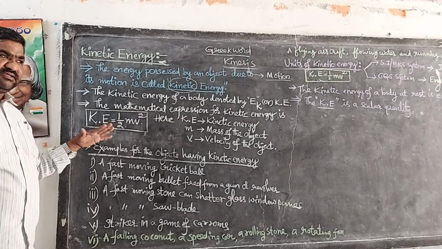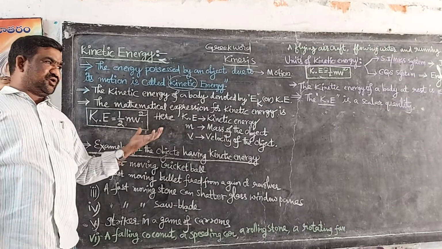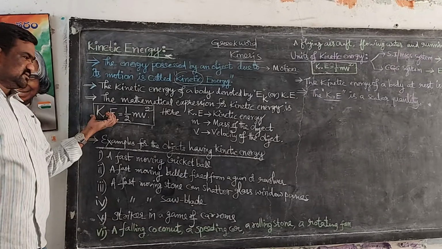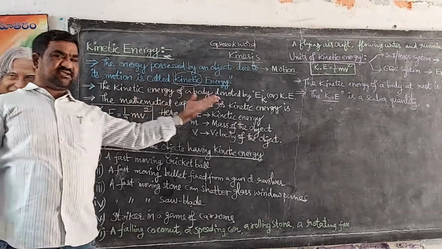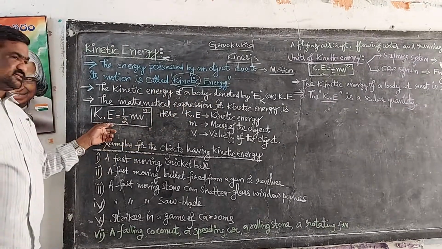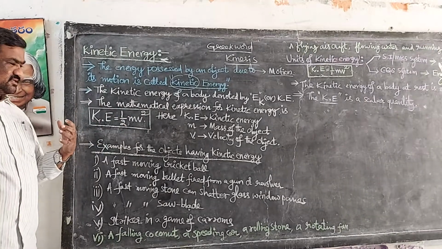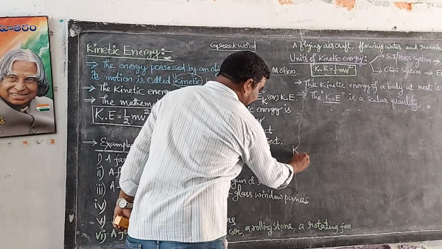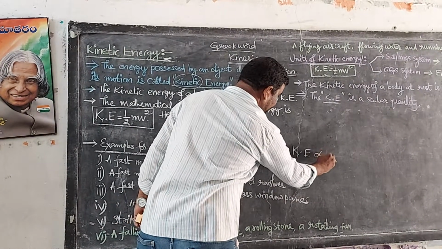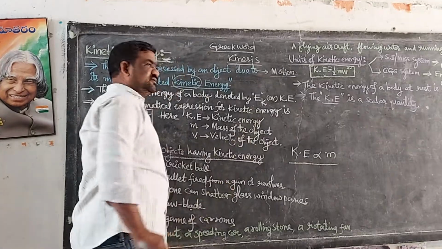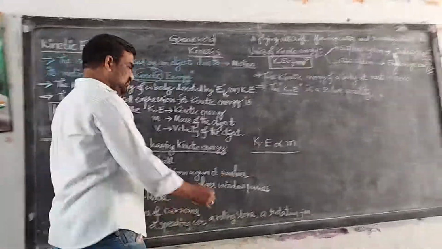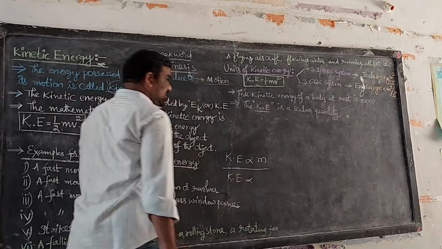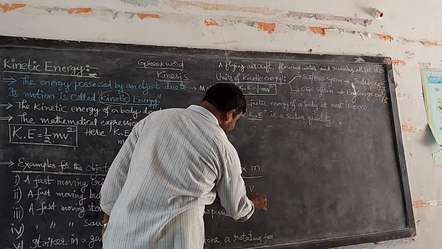That means if the mass of a body is high, it possesses high kinetic energy. If the velocity of a body is more, then it possesses more kinetic energy. So from this equation we can say that the kinetic energy of a body is directly proportional to its mass, and also directly proportional to its velocity.